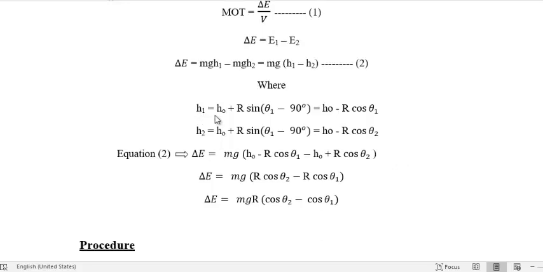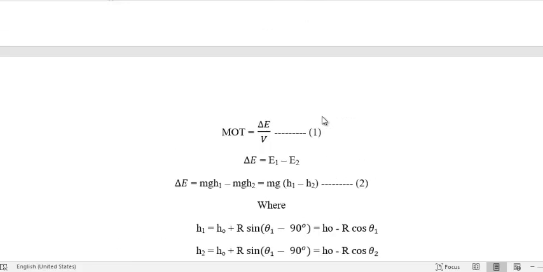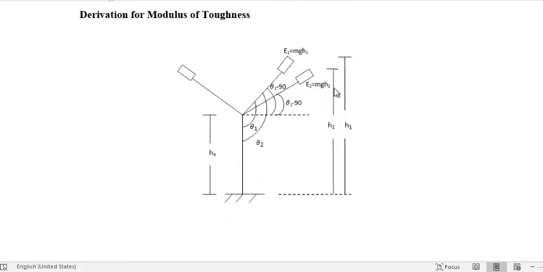h1 is equal to h naught plus r sine of (theta 1 minus 90). So this is h1, and this much portion is h naught, it is known. And if we consider a triangle here starting from this point, the length of the fork is the hypotenuse of the triangle, and if we drop a perpendicular here, this will be the base of the triangle.